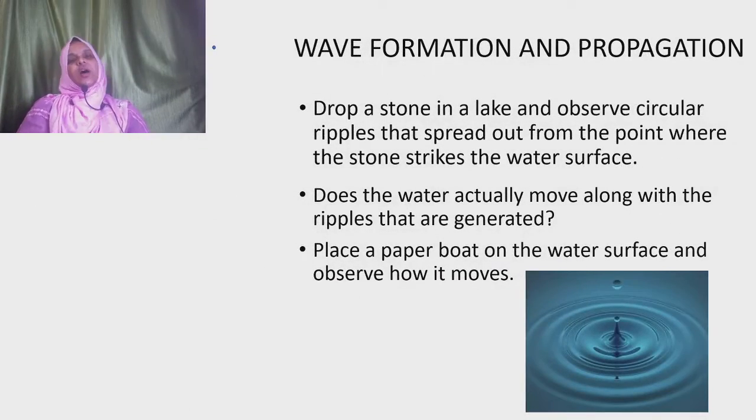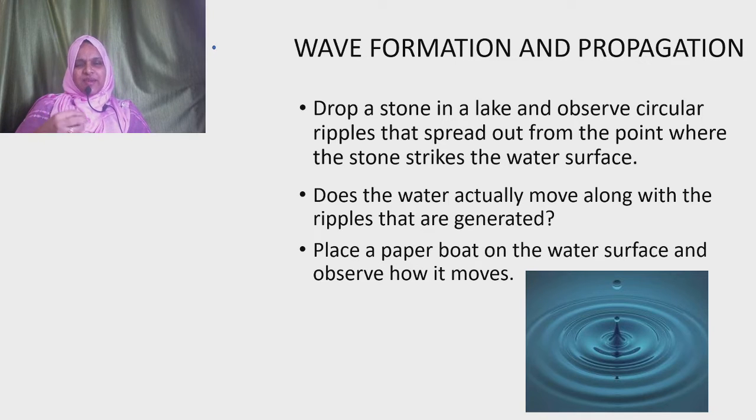Now we will see how a wave is formed and how it is propagated. If you drop a stone on a water body or a lake, you can observe that ripples are formed that spread out from the point where the stone strikes the water surface. Can you say whether the water actually moves along with the ripples that are generated? How will you find out that?